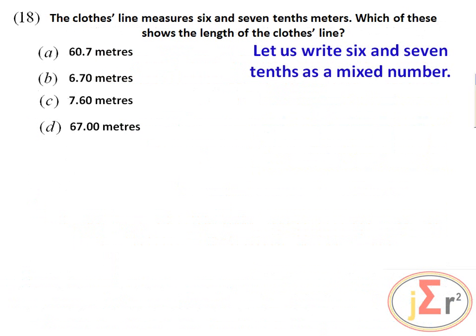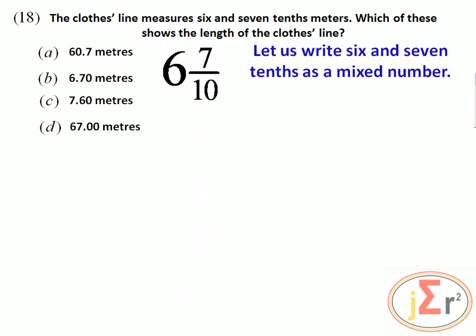Let us write 6 and 7/10 as a mixed number. The closed line measures 6 and 7/10 meters. Which of these shows the length of the closed line? 6 and 7/10 meters. That's the length of the closed line. Which one of those that we have in the options shows the length of the closed line? So let us write 6 and 7/10 as a mixed number.